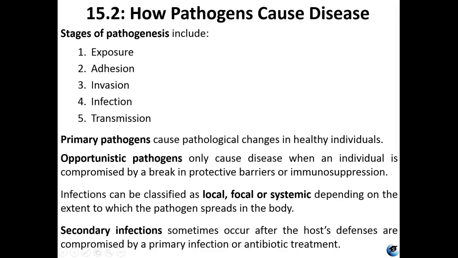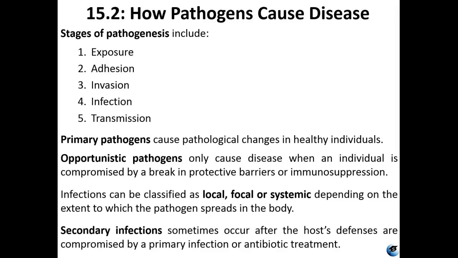And secondary infections, again, as opposed to primary and opportunistic infections, these occur after a host's defenses are compromised by a primary infection or an antibiotic treatment. So the secondary infection is quite similar to an opportunistic pathogen, but the opportunistic bit is more of a physical thing, whereas secondary infection seems to be more of a chemical one.